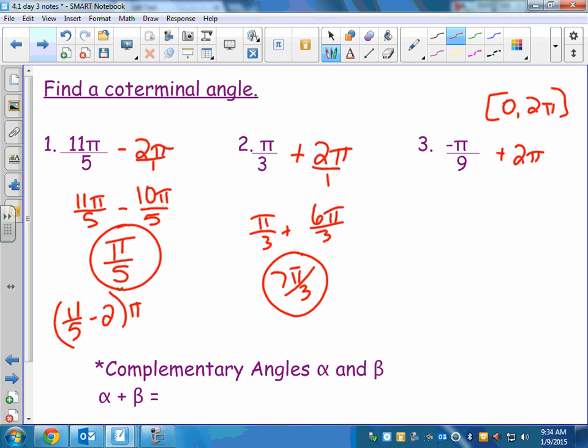So on this one, I would add 2 pi, and again, you can just do negative 1/9 plus 2 pi, or that would be 18 pi, so that would be 17 pi over 9.